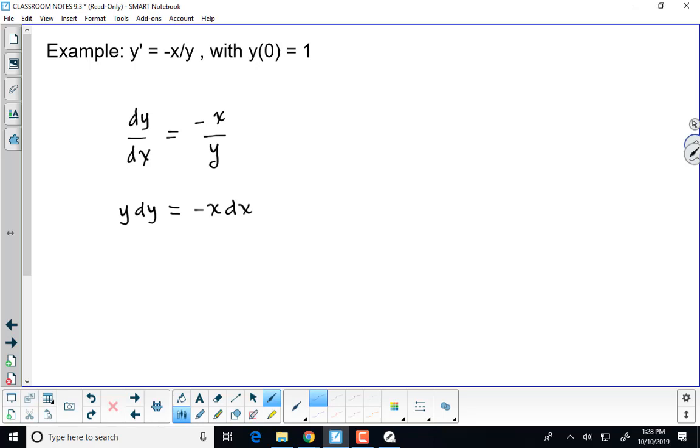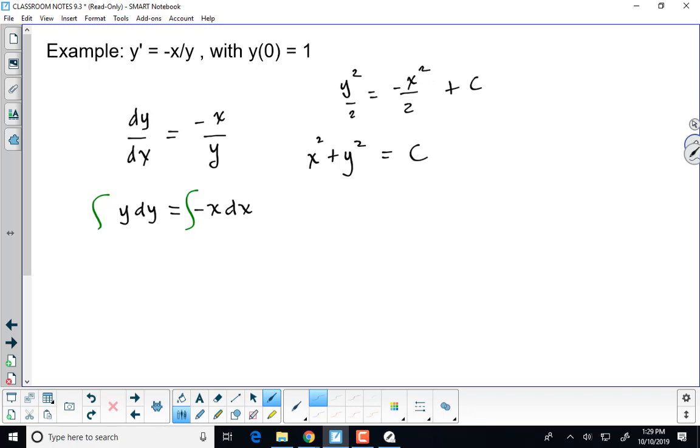And when we integrate, we will get y squared over 2 equals minus x squared over 2 plus c. Now, if you want, you can multiply both sides by 2 and add the x squared to the left. You can think of that c again like a recycle bin. 2 times c is just a c. Looks like a circle.